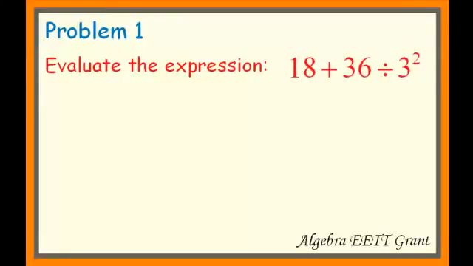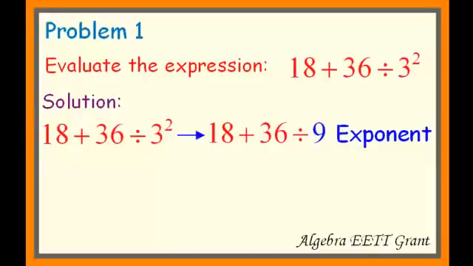So we're going to evaluate the expression 18 plus 36 divided by 3 squared. Well, according to PEMDAS, the first thing we would do is get rid of any grouping symbol. We'd have to do anything inside of that, but we have no parentheses on this one. So the first thing that we have to do is an exponent. The exponent we have to deal with is the squared. So 3 squared gives us a total of 9.